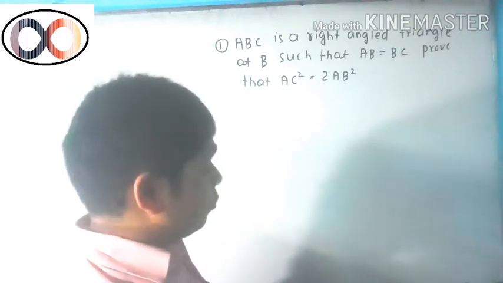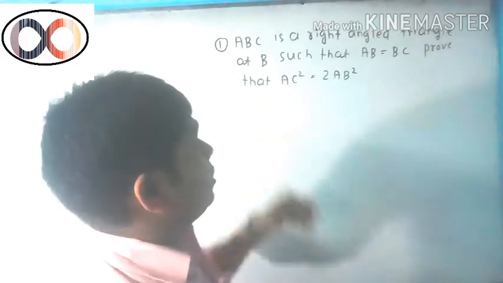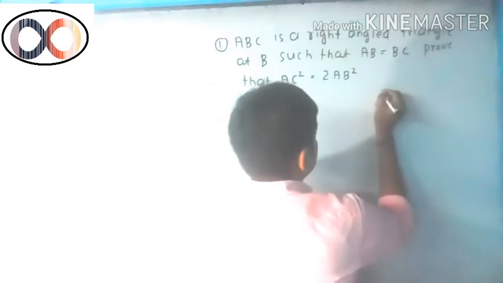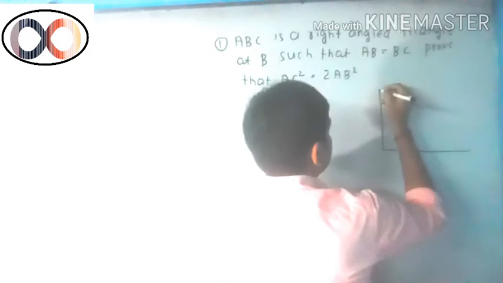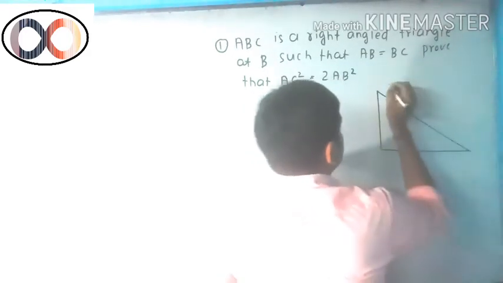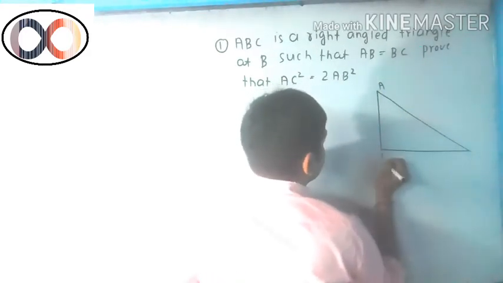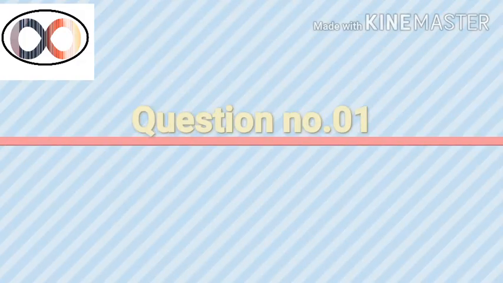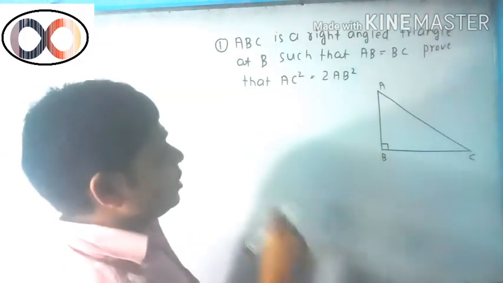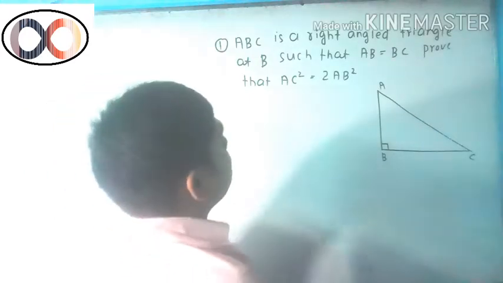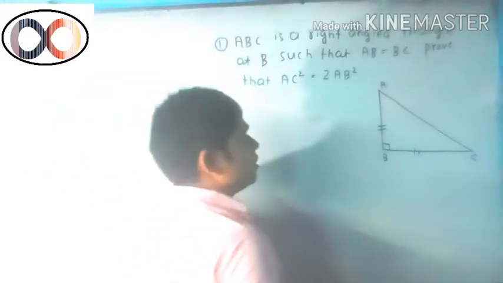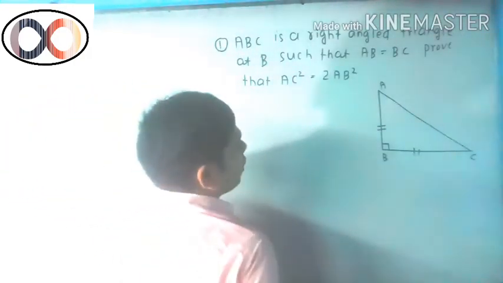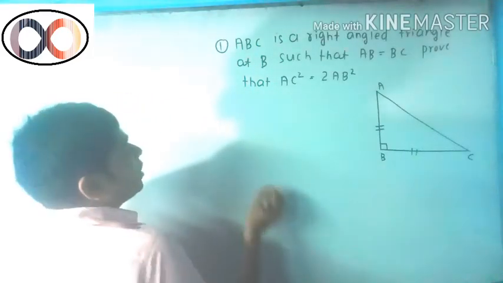First of all, you can see the question. ABC is a right angle triangle. Suppose you can see here, AB equals BC means the sides are equal. So we need to prove AC square equals twice the AB square.